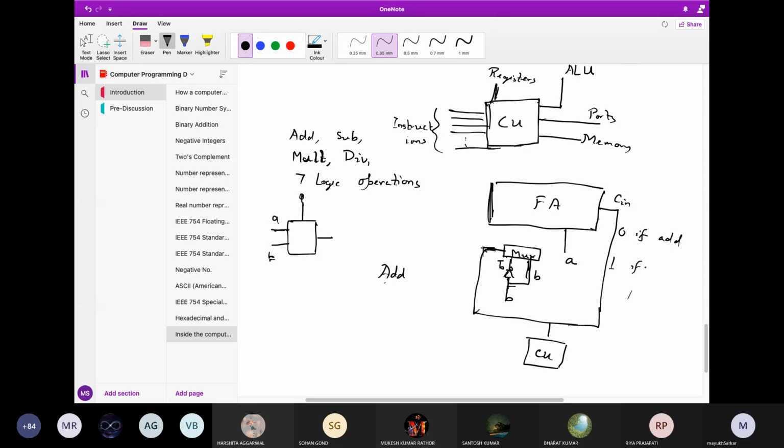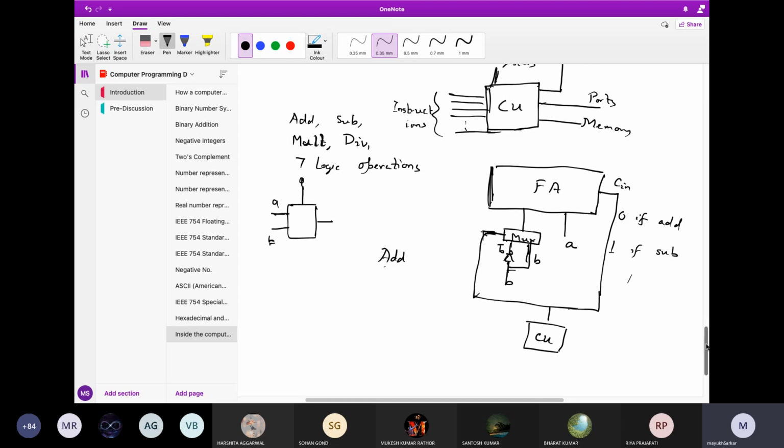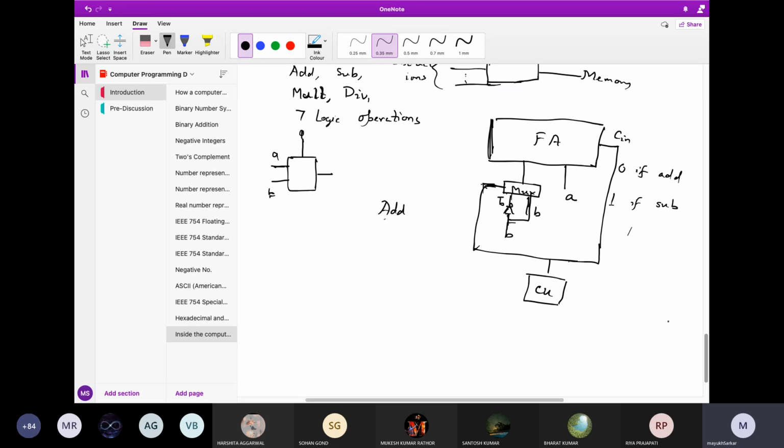And 1 if sub. If the subtraction instruction is coming to the control unit, it will send a 1 on this line, and the corresponding signal, maybe 0 or 1, will select this B naught line over this to send to the full adder. So it is subtraction. 1 is going here, A is here as it is, and B naught is going there. So it is subtracting A and B. And if it is addition, 0 is going here, B is going here, A and B plus 0. So addition is happening. So the control unit is sending the corresponding signals after understanding the instruction. So that's how the control unit in fact understands instruction.